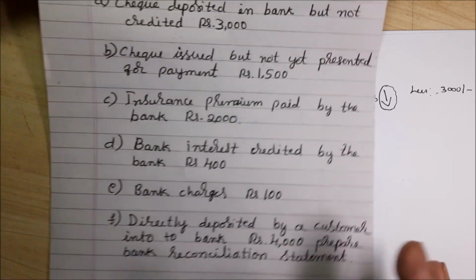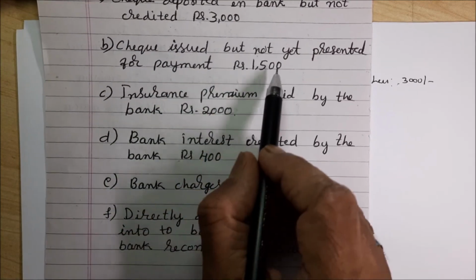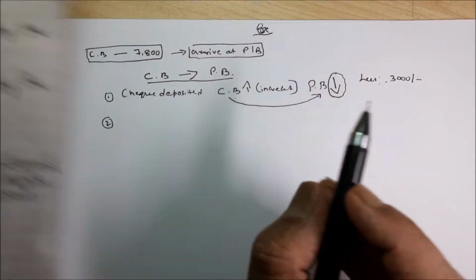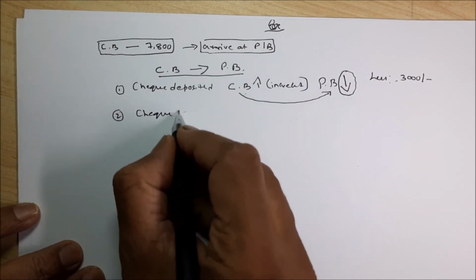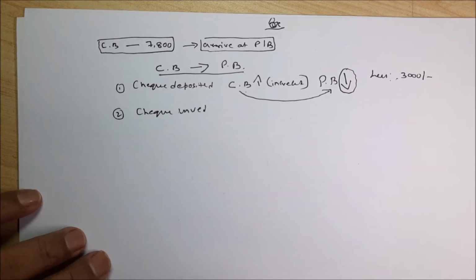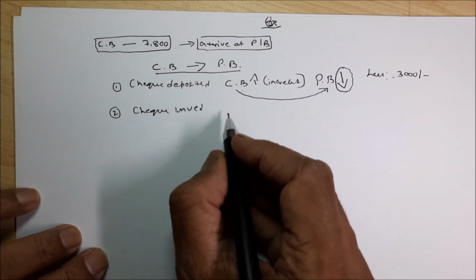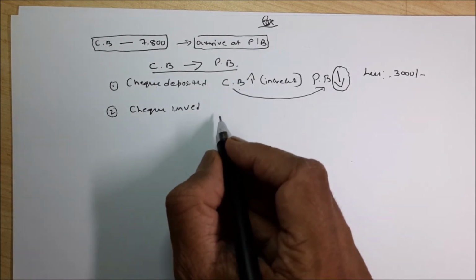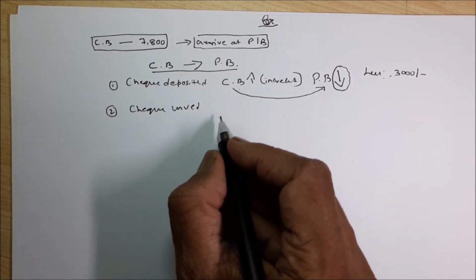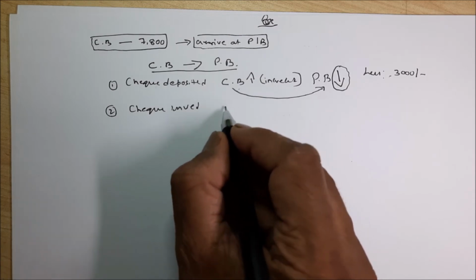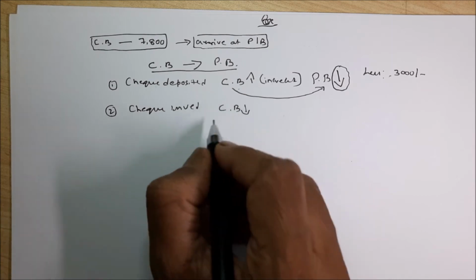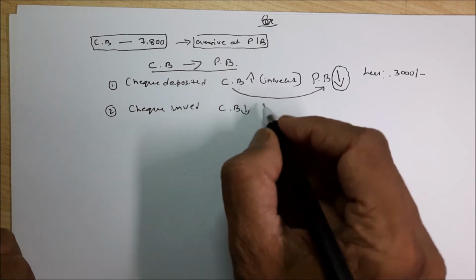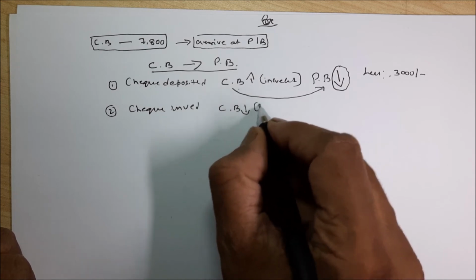The second transaction says check issued but not yet presented for payment. Whenever I issue a check, naturally my amount decreases. Right? I have 10,000 rupees and I have issued a check for 1,500. Then naturally my cash book balance decreases. That means I assume that the balance has been decreased in the passbook also. That means this is decreased.